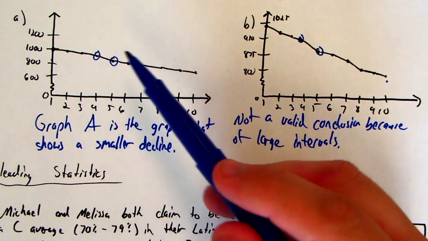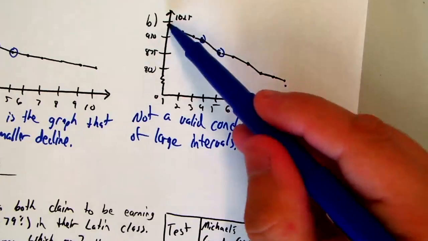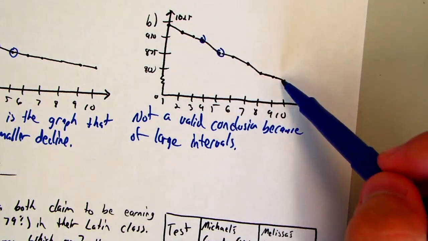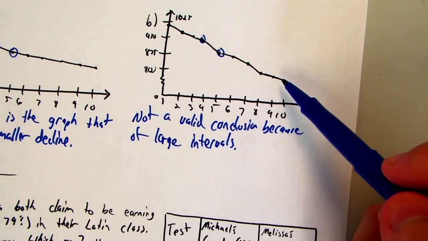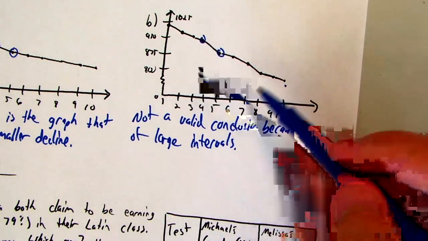It's a very small decline. Yes, we're going down, but it's not that bad. Where this one, I couldn't say that because it looks like a huge drop from here down to here. So this one, I would want to not show anybody.